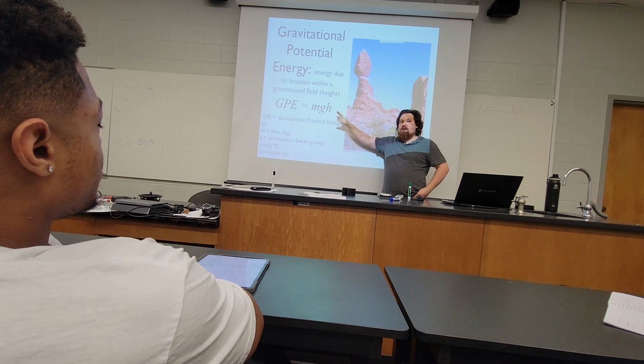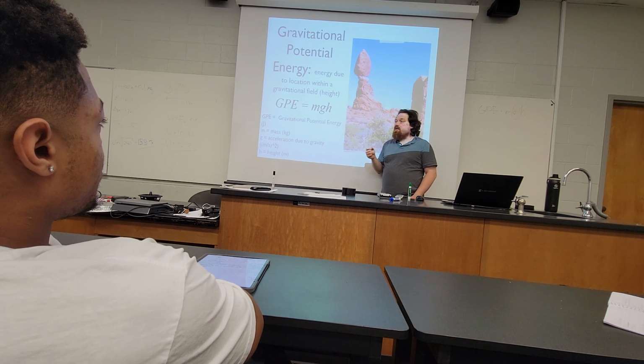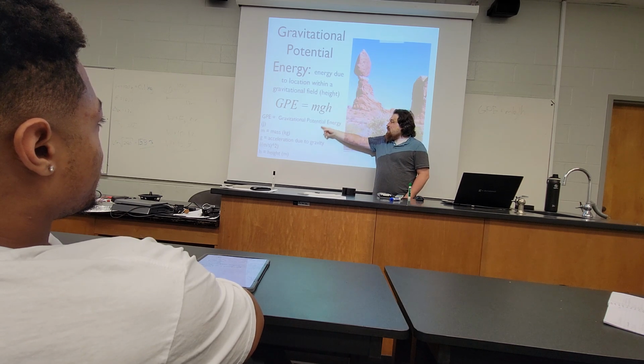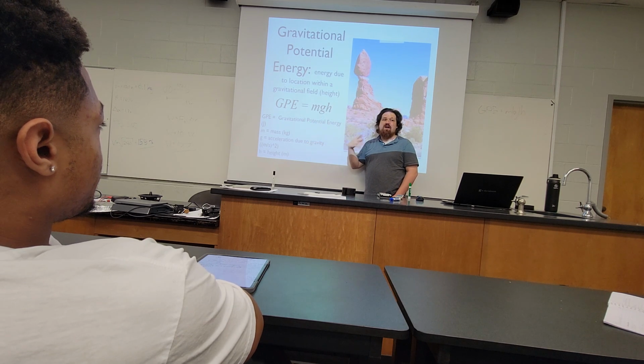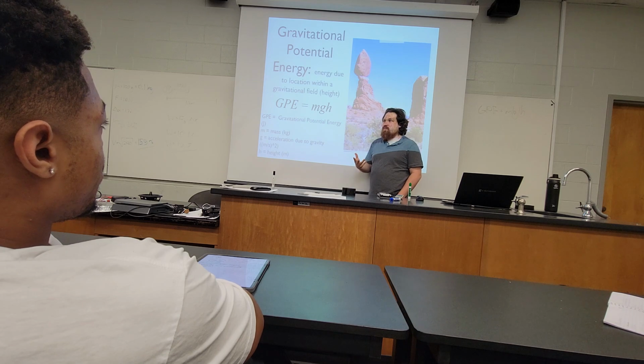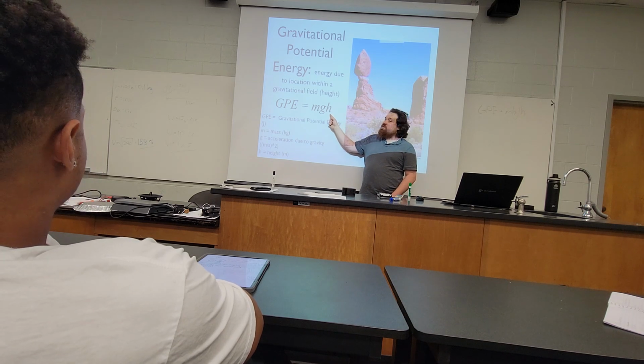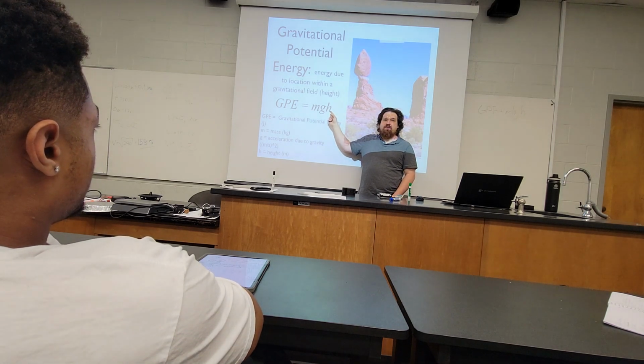The GPE that an object currently possesses is equal to its mass times G, which is gonna be 9.8. It's the magnitude of gravity on this planet, times its current height from your perspective.